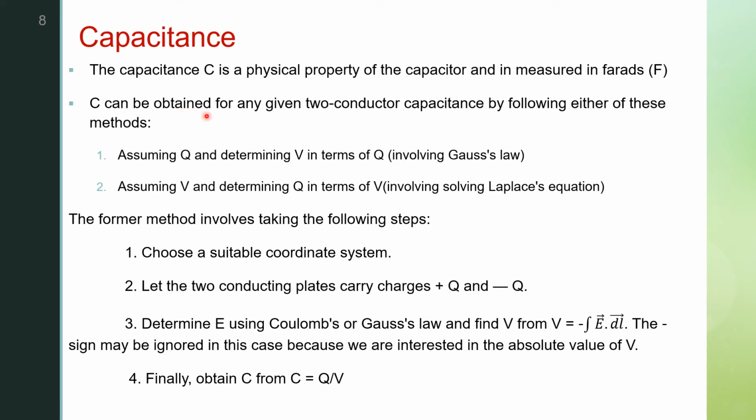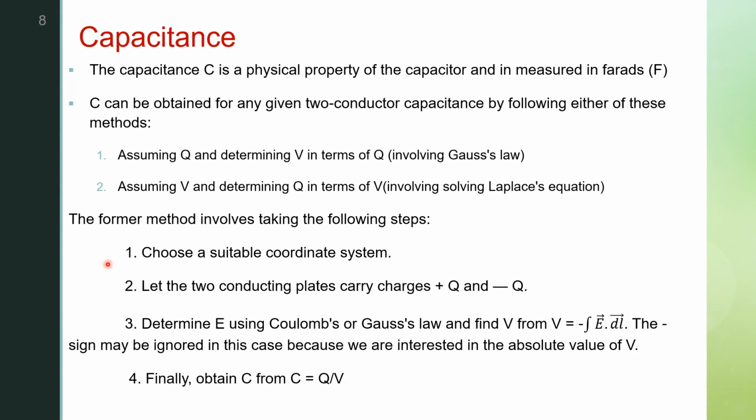And the capacitance can be obtained for any given two conductors by either of these two methods. The first method is assuming Q and determining V in terms of Q, and this involves Gauss's law. The second method is assuming V and determining Q in terms of V, and this involves solving the Laplace equation. Here we will be following the first method, that is, assuming Q and determining V with the help of Gauss's law. So what are the steps involved?